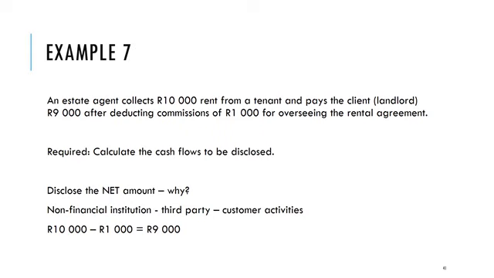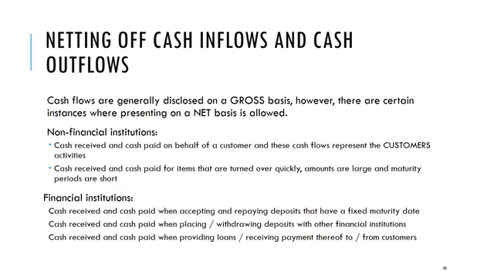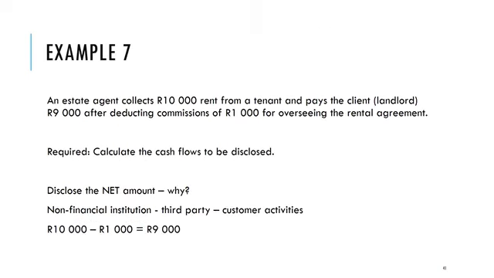It's a non-financial institution because it is also a third party and as a result of the customer's activities. These cash flows represent the customer's activities. Okay, so that would then be permitted to show on a net basis, and it makes sense. It is all with the same customer. It's all as a result of the exact same transaction. There's nothing here that you would need to show on a separate basis. You simply receive the net value.